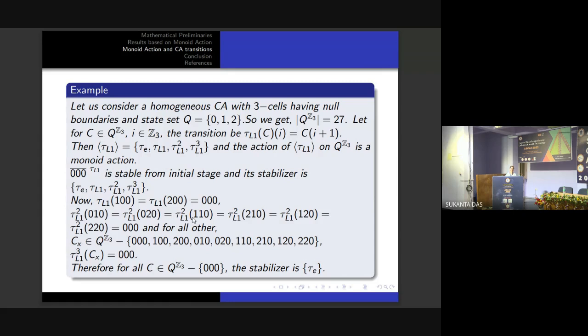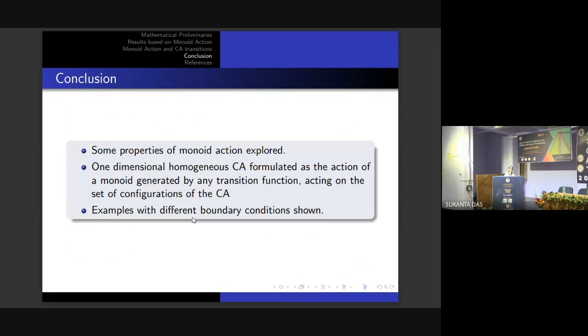So this was just a brief outline of my work. What we have worked on is some properties of monoid action, and then we have tried to formulate the monoid action generated by the transition function acting on the set of all configurations of a CA. And then we have seen some examples of how we can actually implement those monoid actions for our specific examples.